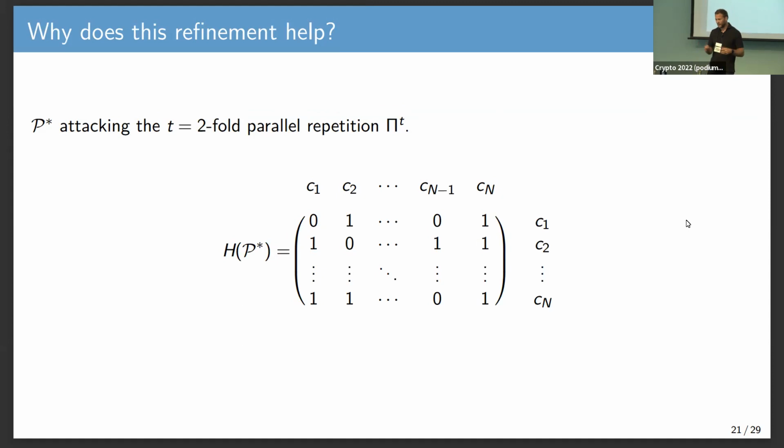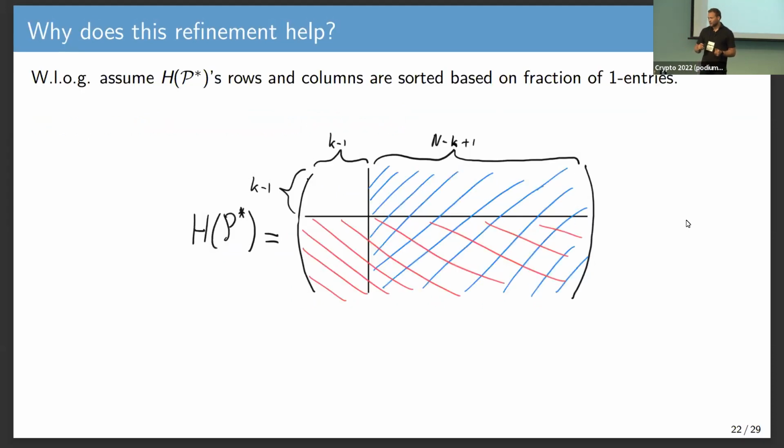And a one entry again corresponds to the prover succeeding for that specific pair of challenges that it receives from the verifier. Let us now consider exactly the same matrix, but without loss of generality, we assume that the matrix is sorted. So the rows with the largest fraction of one entries are at the top, and the columns with the largest fraction of one entries are on the left-hand side.